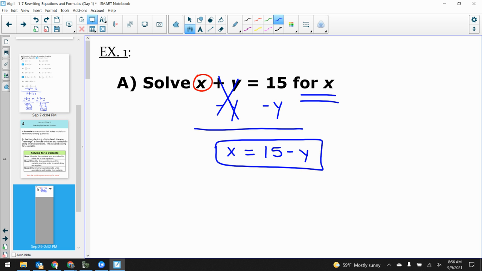I shouldn't have boxed that yet. I should have checked and said, okay, is x completely alone on one side of the equation? Yes. That's when I know I'm done. No numbers, no negatives, no other letters with it. I'm completely done when x is alone on that side of the equation.